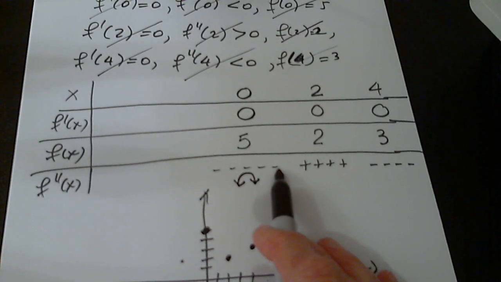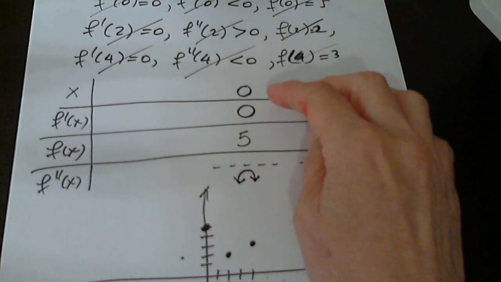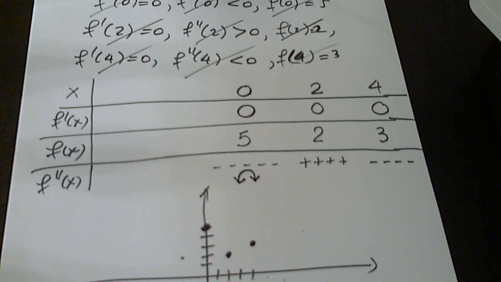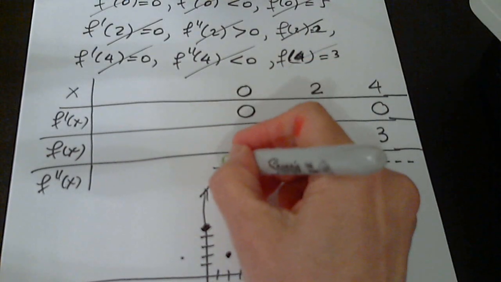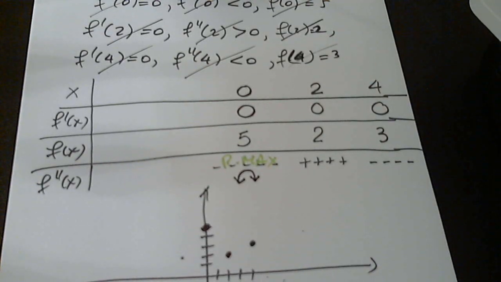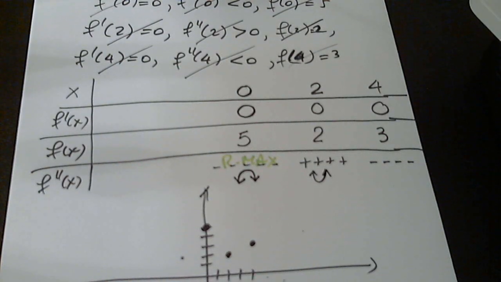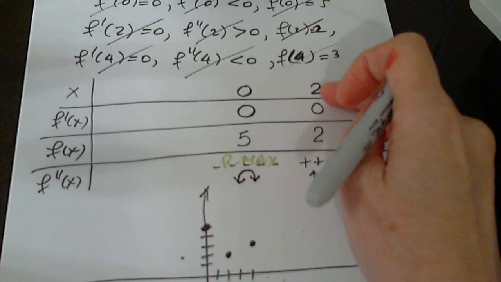When the second derivative is negative, the function does not hold water. It's concave downward. So what do we know about 0, 5? The maximum? Absolutely. Thank you. Good. Now, what do we know about 2, 2? Knowing that the second derivative indicates this shape for the function, and knowing that 2 is a critical number.